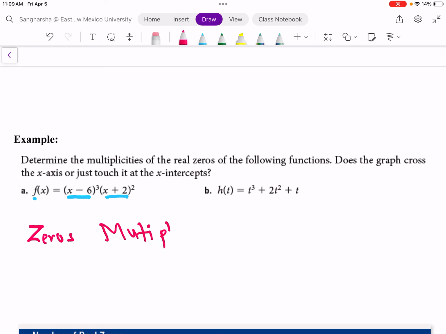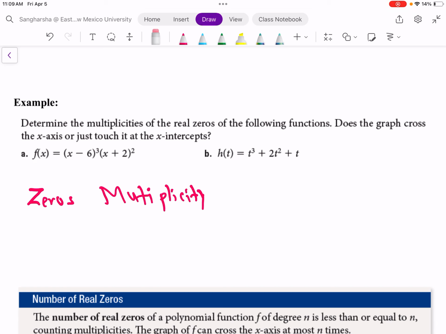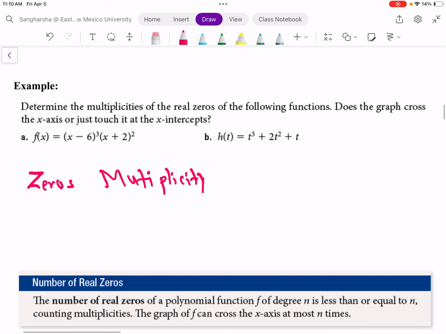So let's find the zeros and multiplicities. Now can you tell me the zeros for this function? Zeros means what are the x such that f of x is equal to 0. So for what x value is this function equal to 0? Positive 6 and -2. Do you all agree? We want x such that our function is 0. So if we choose x equals 6, we have 6 minus 6 cubed, which is 0 cubed. 0 times the remaining is always 0. So 6 is one zero and x equals -2 is the other zero. So our zeros are positive 6 and -2.